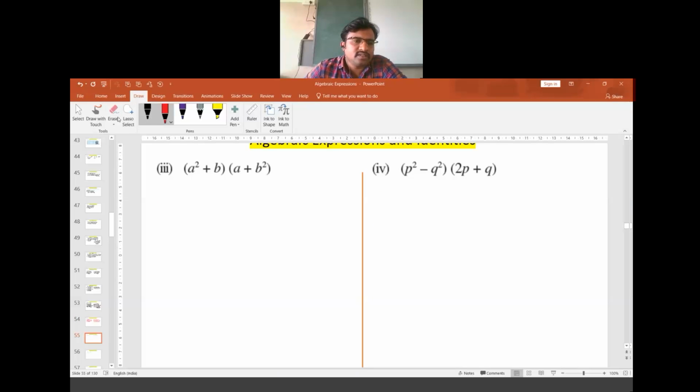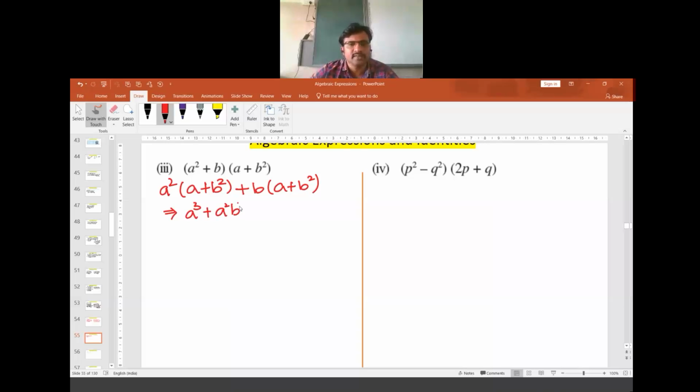A plus b should be multiplied to a plus b whole square. It is not a plus b whole square, it is a plus b square. Then plus b should be multiplied to a plus b square. A square times a is a cube, plus a square b, plus ab square, plus a square b, plus ab square, plus b cube. Are there any like terms? There is no like term here. This itself is the answer.